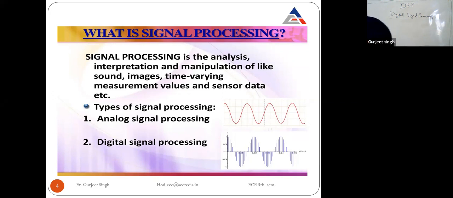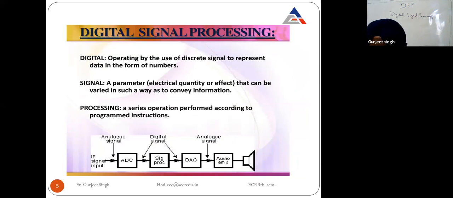So we have two kinds of signal processing. The first one is analog signal processing, and the second is digital signal processing. Processing is always done in both analog and digital signal processing. Next, these are the definitions of our subject, digital signal processing. First of all, digital means that it uses discrete time signals. Digital means we have two types of signals, continuous time signal and discrete time signal. So digital means we are using the discrete time signal.